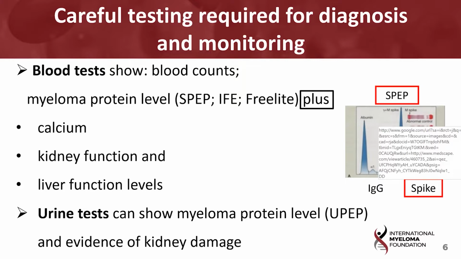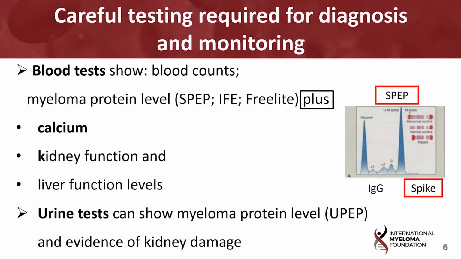If there's a lot of bone damage, the blood calcium level can go up, and this can actually damage the kidney. So we track the kidney function, and we also track the liver function. If you have a light chain type of myeloma, this tends to come out in the urine, and so we track that with urine testing, and the urine testing can also show us if there's any evidence of kidney damage. So these are things that are important: the calcium, the kidney, the liver, and the urine testing.